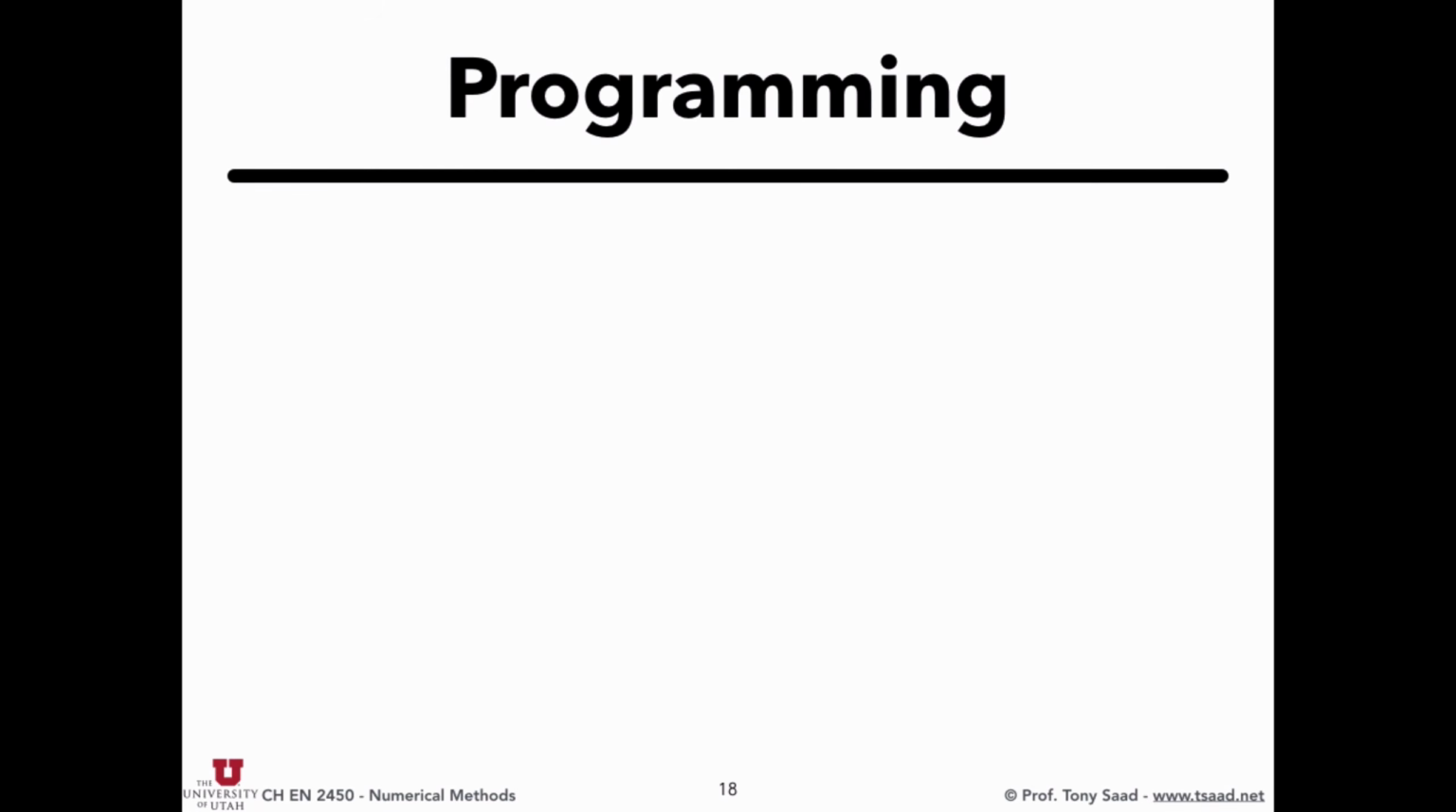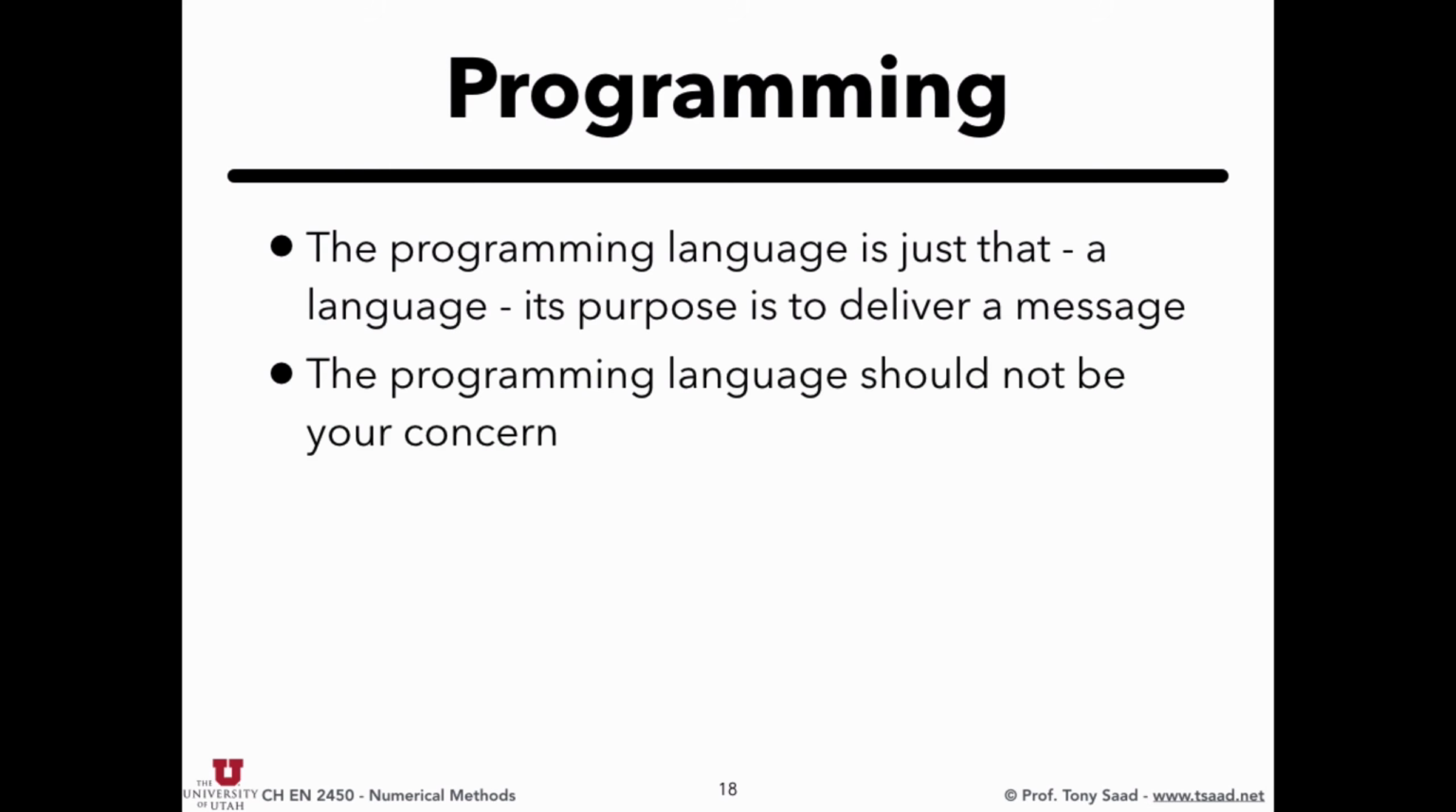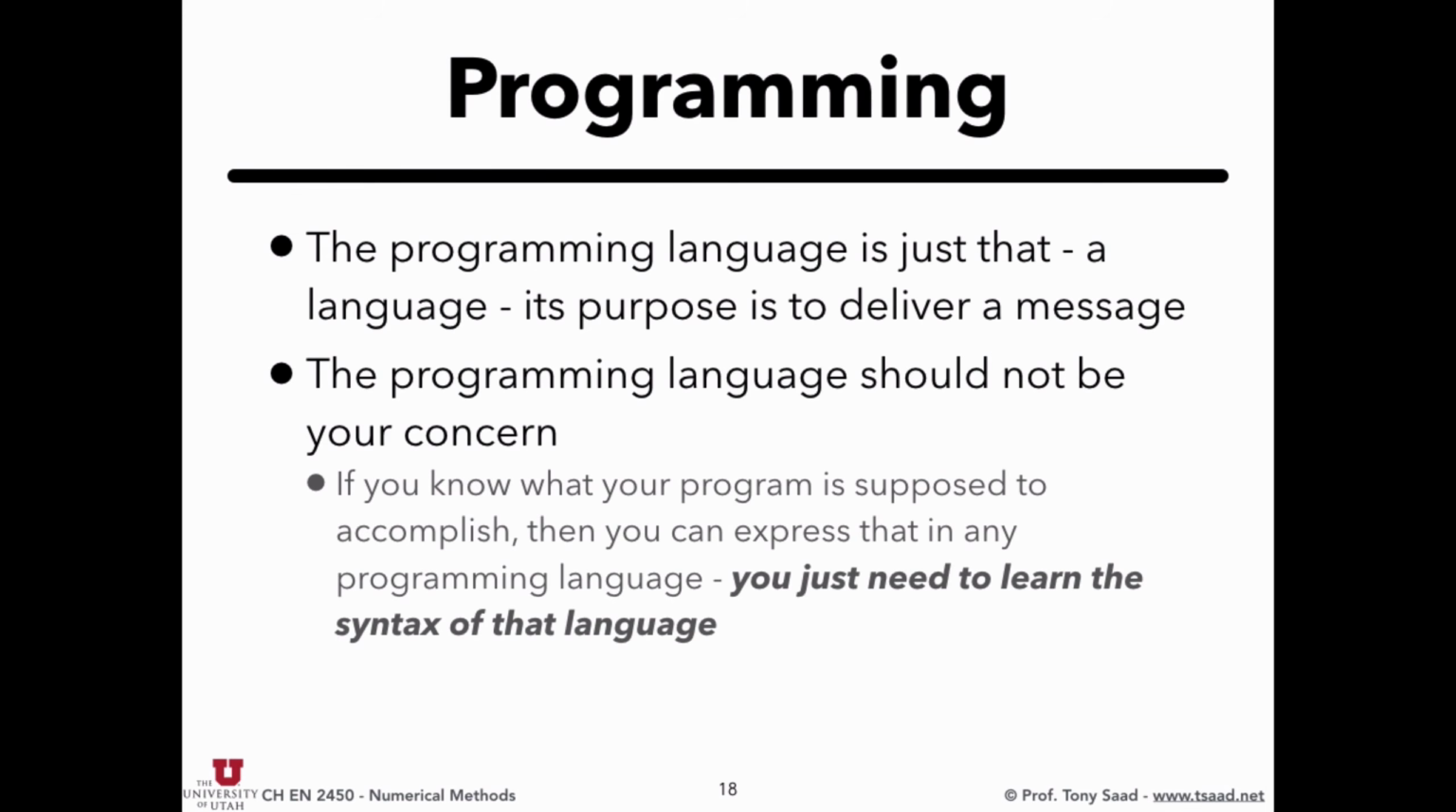But what matters is that I know I need to sort an array, or I need to do a for loop, or I need to do a while loop. Does this make sense? Okay. So the programming language is just that. A language, its purpose is to deliver a message. The language itself should not be your concern. If you know what your program is supposed to accomplish, then you express that in any programming language. I think this is it. If you don't see it yet, I think this is a very powerful message, okay?